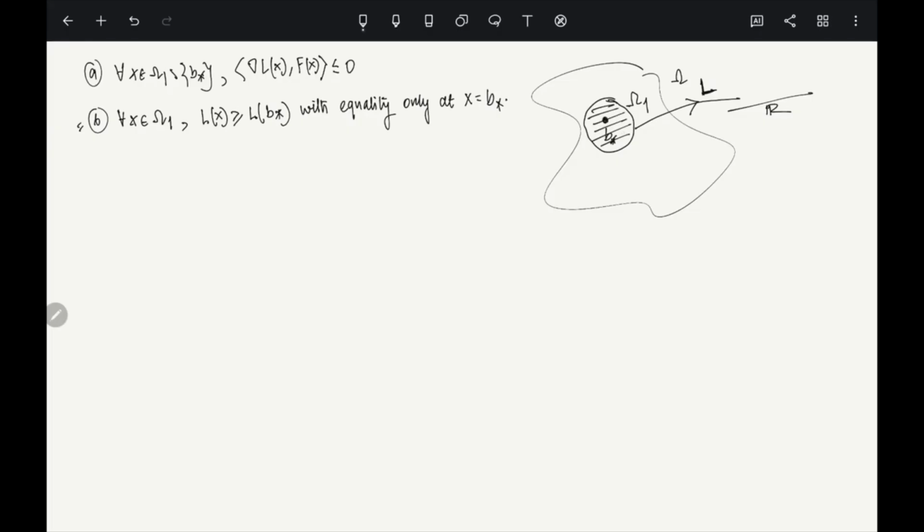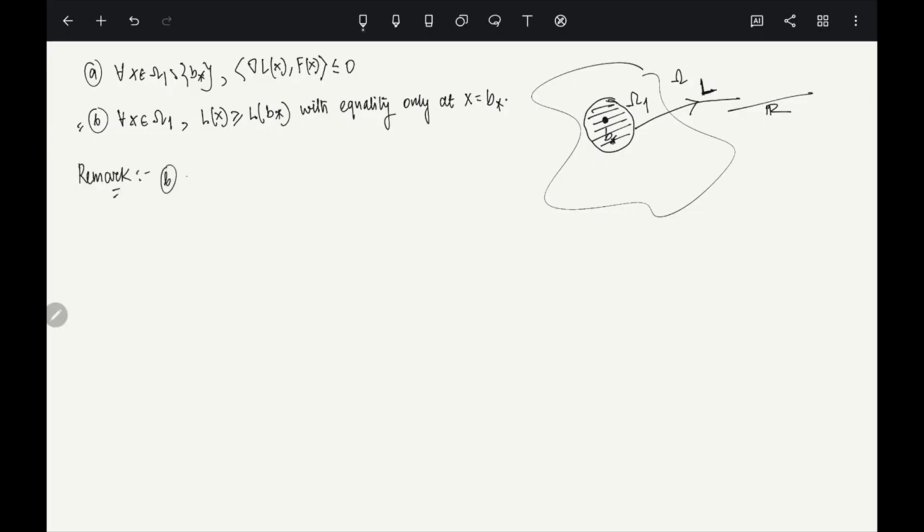Now we will call such a function a Lyapunov function when, first of all, a property is there. I will explain what a means, but let's look at b. B basically says that at the point B star, the value of L should be least. So B star has to be a strict minimum of L over omega 1. So let's put it this way: what is the meaning of these two properties?